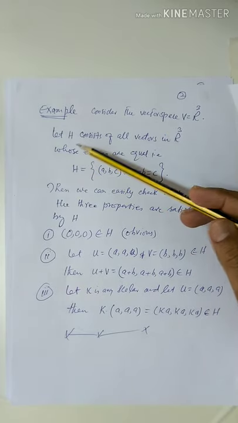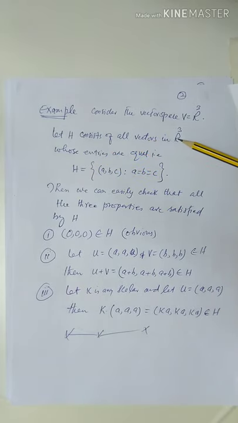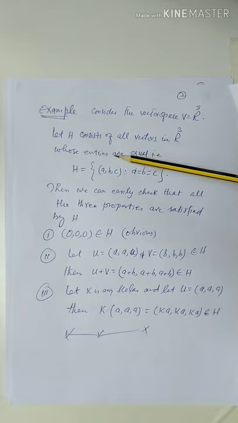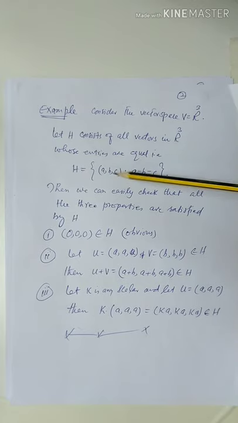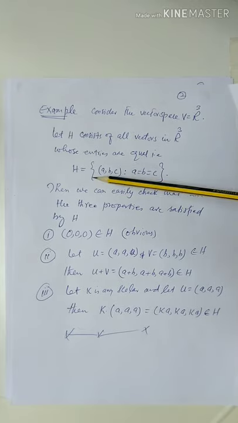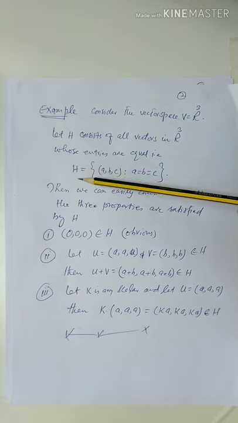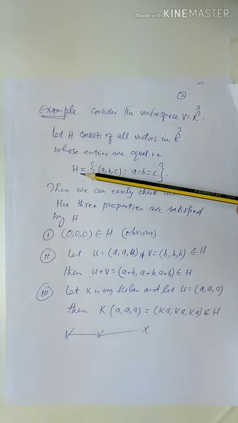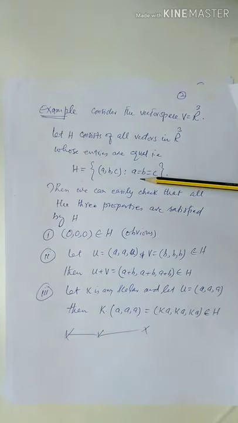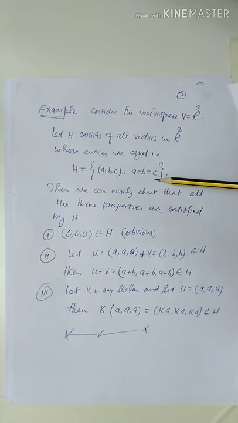Let H consist of all vectors in R cube. It means H is a subset of this bigger set, whose entries are equal. The condition is that whose entries are equal means A is equal to B is equal to C. It means A will be equal to B and B will be equal to C. So this is our subspace H. Now we have to prove whether H is a subspace or not with this condition: A equal to B equal to C.